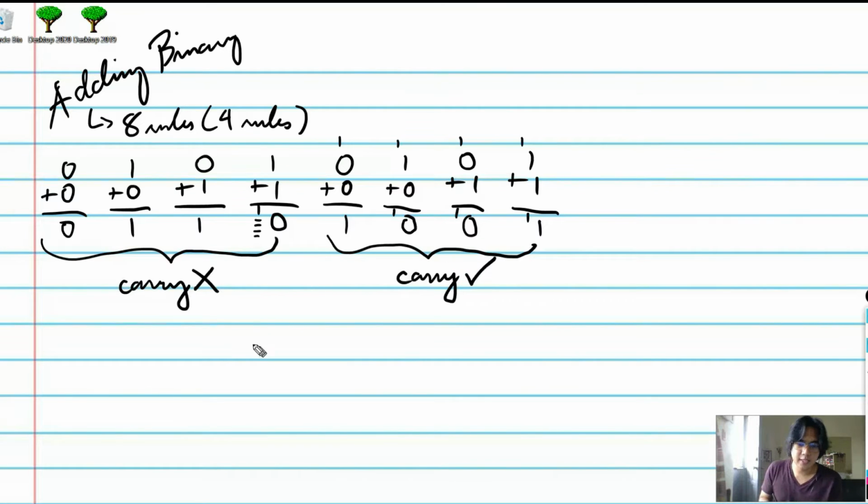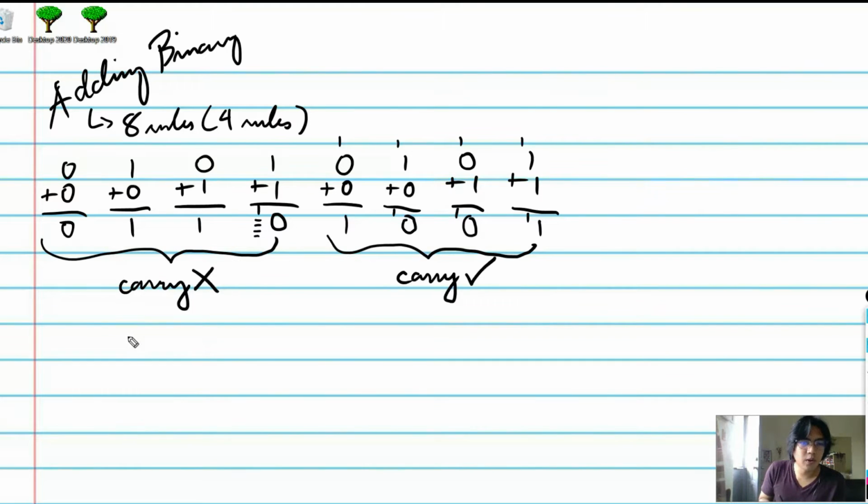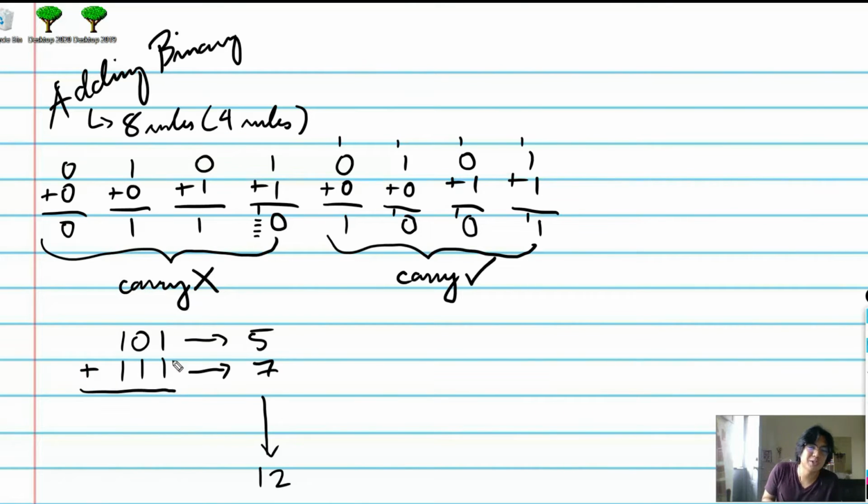Alright, let's see it in action. For example, we have 101. This is the binary representation of 5. And we have 111, which is the binary representation of 7. We're expecting a binary representation of 12 as the answer to this. Let's add the two binary expressions that we have here.